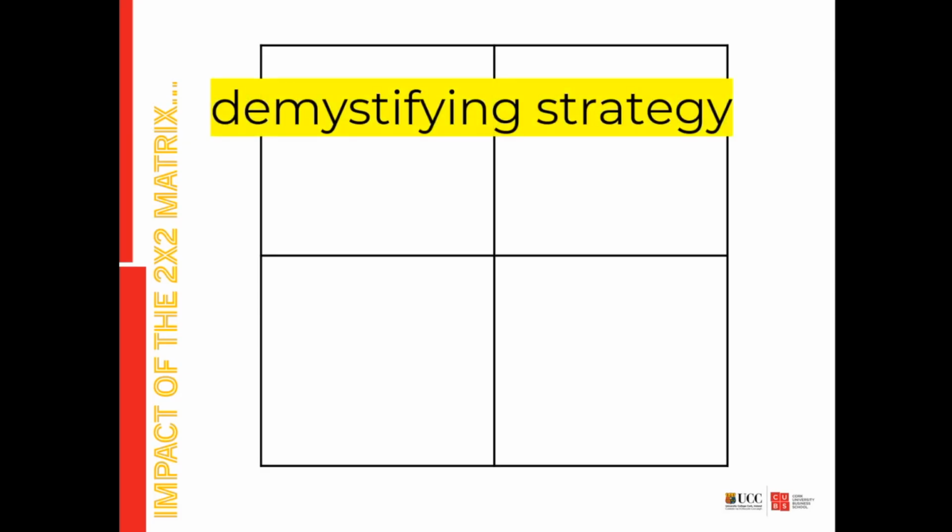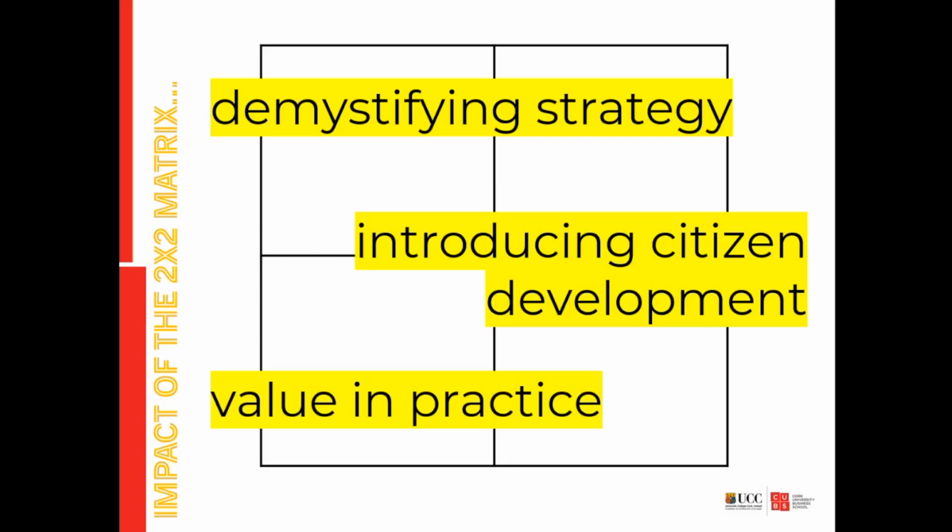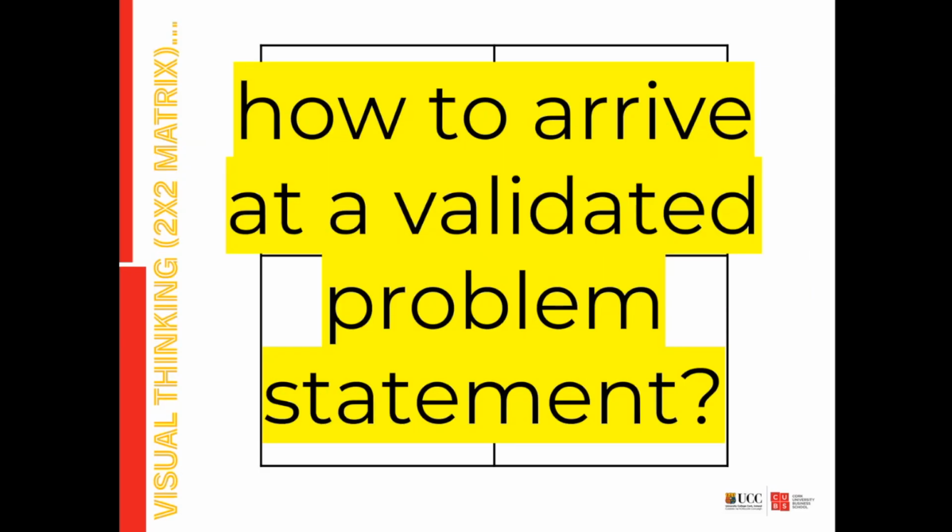Maybe this particular matrix for me demystifies strategy somewhat. It definitely changes the shape of how people might think about strategy. It does introduce the idea of citizen development, and makes it something that may be more tangible to unpack, especially if we look at the top left-hand quadrant. And it shows that there is a value in this type of thinking in practice. So again, very useful to talk about the impact of this matrix.